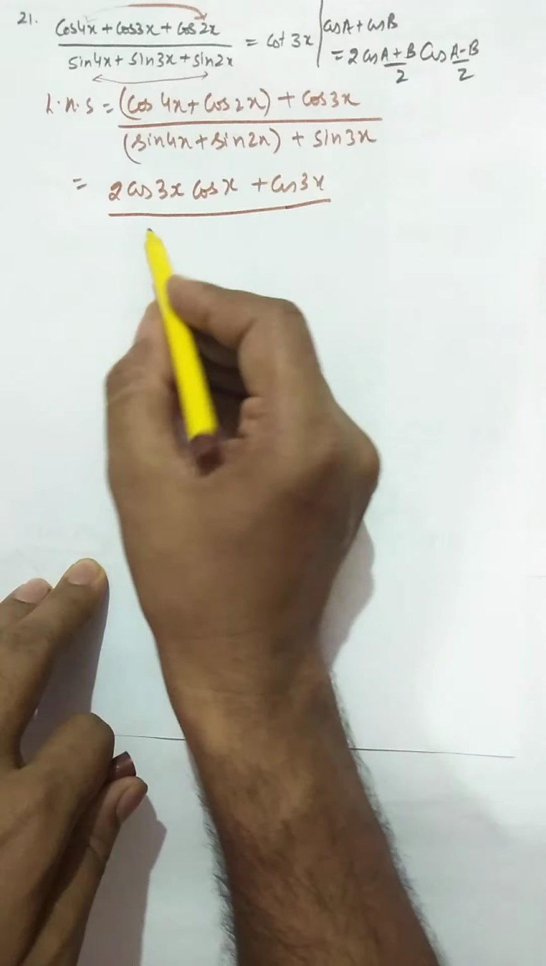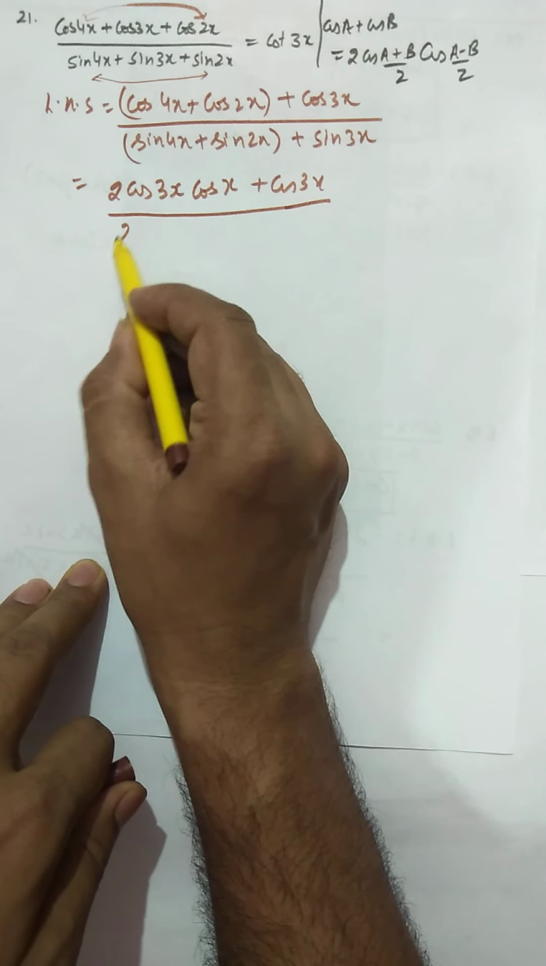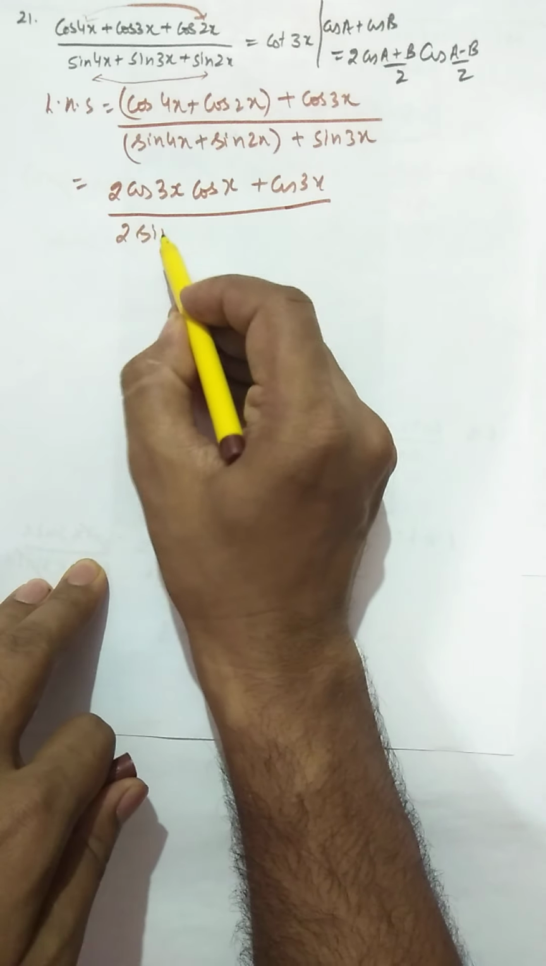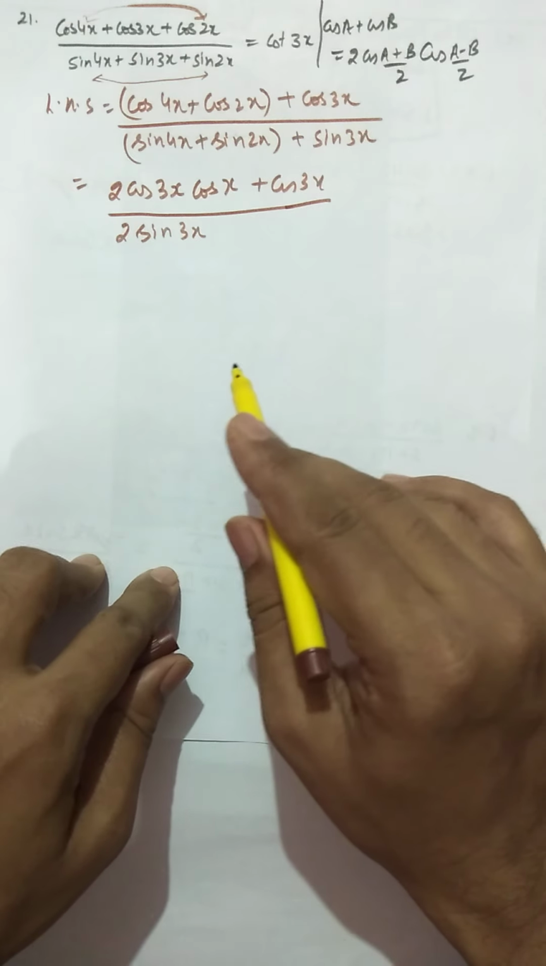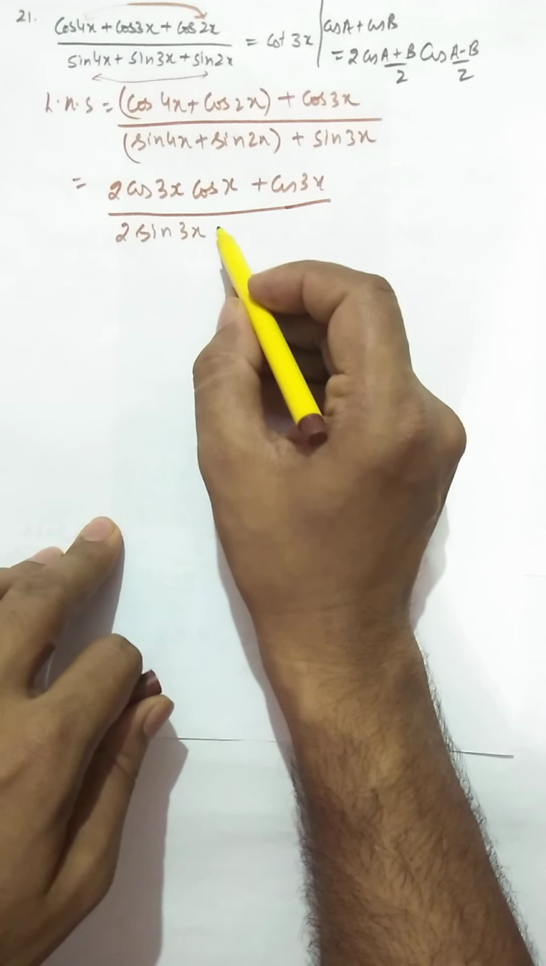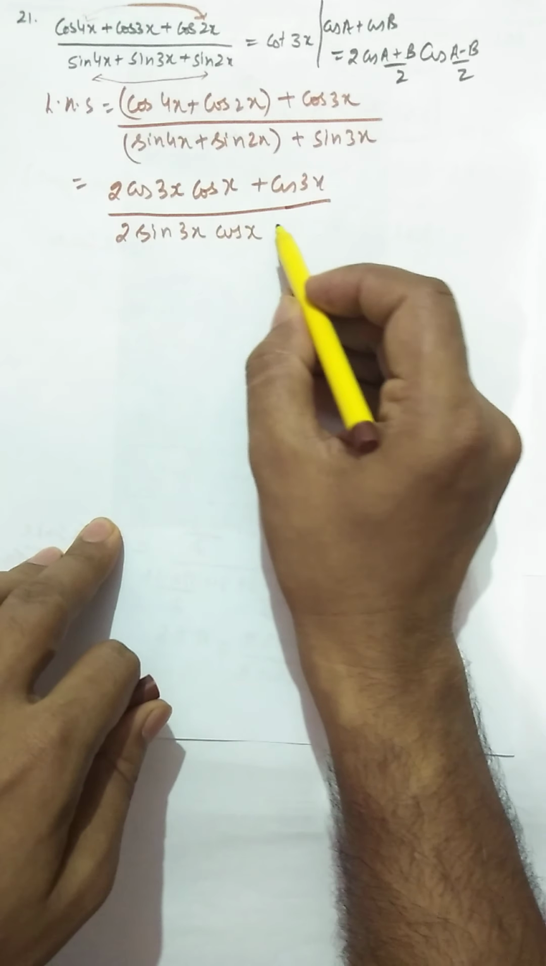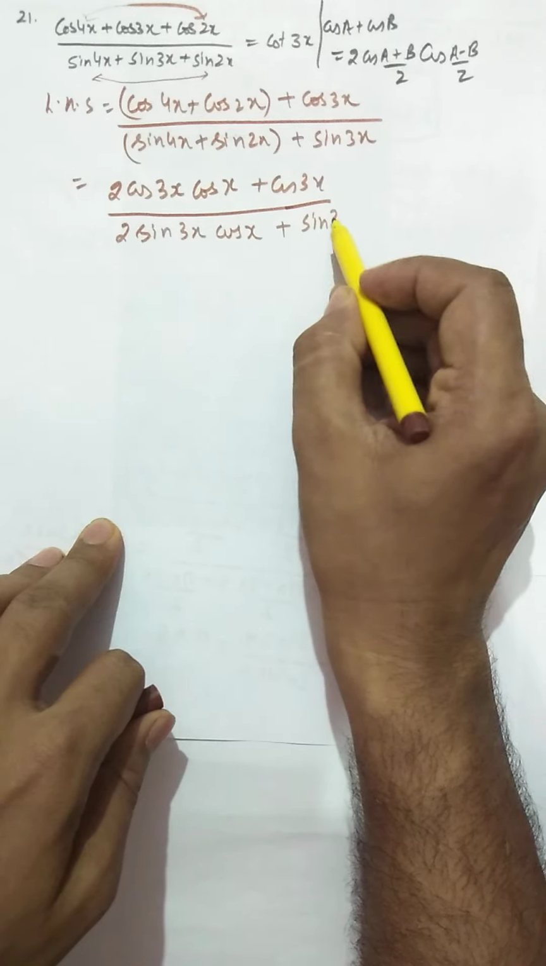Next is sin 4x plus sin 2x. You apply this formula, because sin A plus sin B is 2 sin (A plus B)/2 cos (A minus B)/2. So that can be written as 2 sin 3x cos x, and this is your sin 3x.